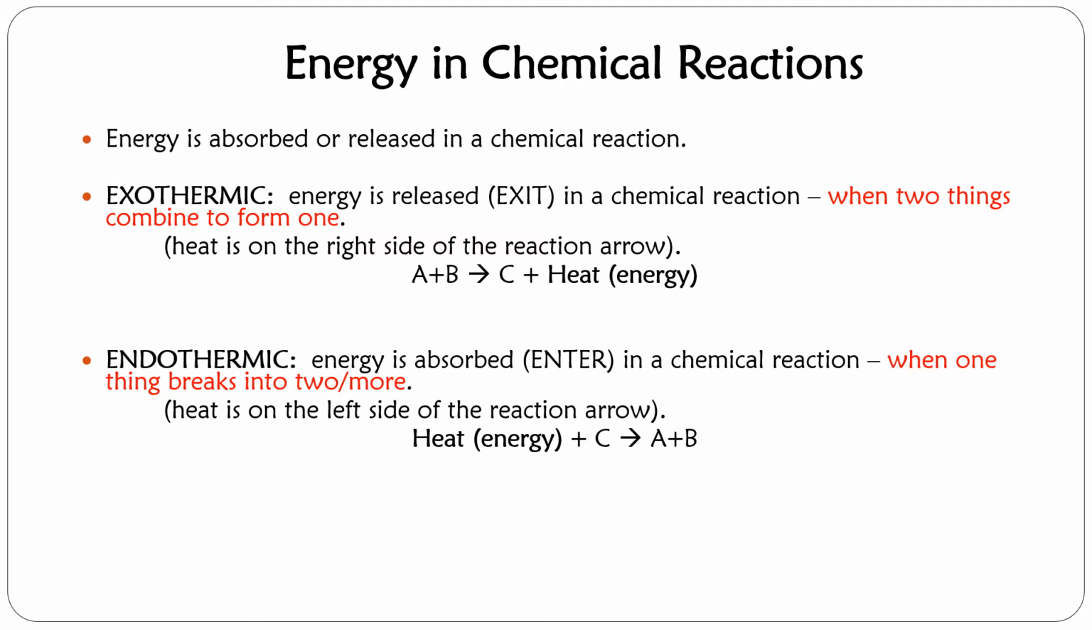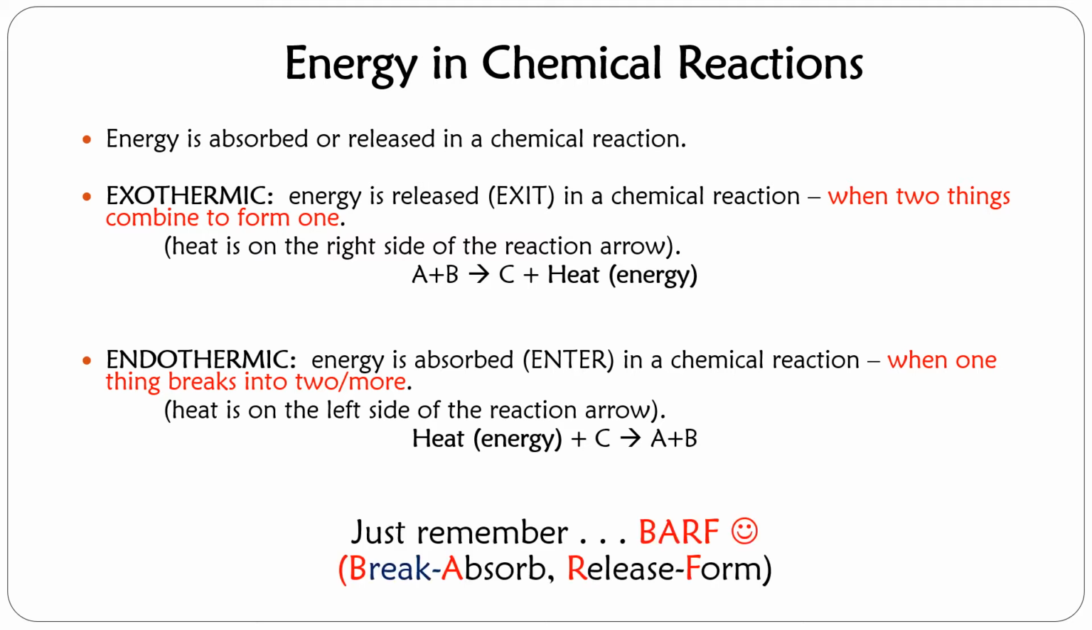So a quick way to remember all of this is BARF, which means break, absorb, release, form. So if you are breaking one thing into two or more smaller things, then energy will be absorbed in order for that one thing to break. So this is going to be an endothermic reaction. But if you are forming a bigger thing with some smaller things, then energy will be released during that process, and that's going to be an exothermic reaction.